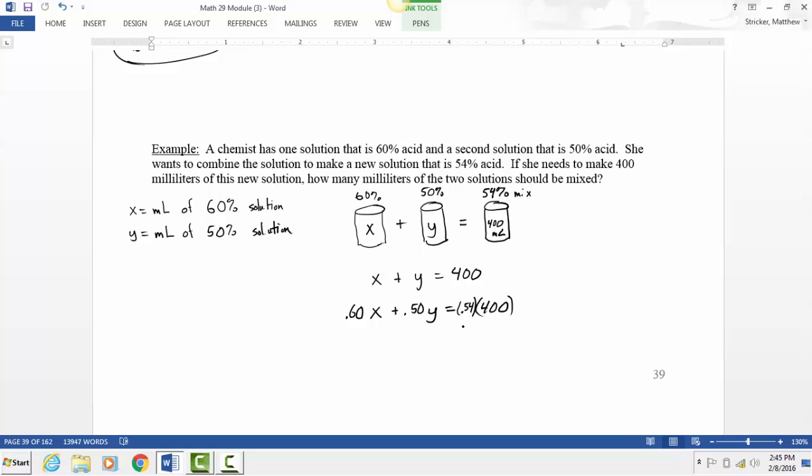0.54 times 400 is 216. So this is 216 there. 0.60x plus 0.50y. So that equation will become that. We don't need that one anymore. I mean, we used it to get the second one. So we use first equation, second equation, use elimination or substitution, and away you go.